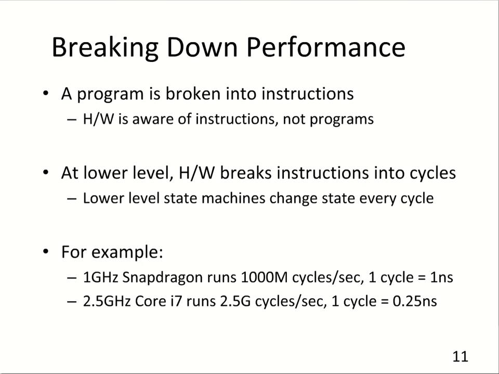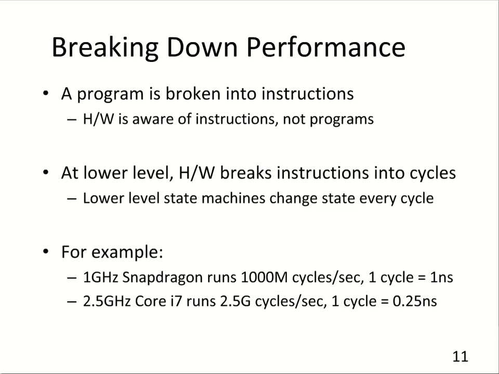If we want to develop a slightly deeper understanding of what's going on here, we can start thinking now about a program as being broken up into a sequence of instructions that the hardware executes. The hardware really is not aware so much of programs, it really just fetches and executes one instruction at a time. And that's really the unit that it's interested in. At a much lower level, the hardware will break these instructions themselves further into smaller steps that each will take typically one machine cycle to execute, and there's a lower level state machine then that controls the hardware in the processor that will change state every cycle.